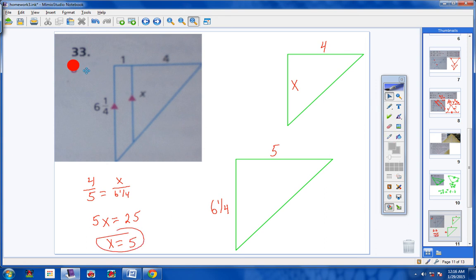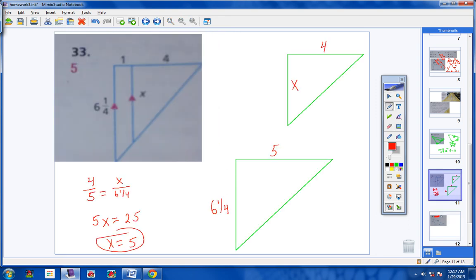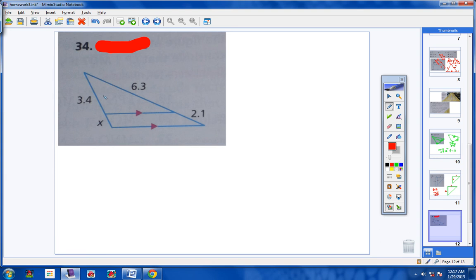So these are pretty repetitive, these first two. And I think they're all just about the same, to be honest with you, which is okay. Now this one here is a little different. Here we realize that we have a triangle drawn with a line that connects two sides is parallel to the third side, so it divides these sides up proportionally. So we can put 3.4 over x equals 6.3 over 2.1. Or we could have put 3.4 over 6.3 equals x over 2.1. Either one of those will work, okay?